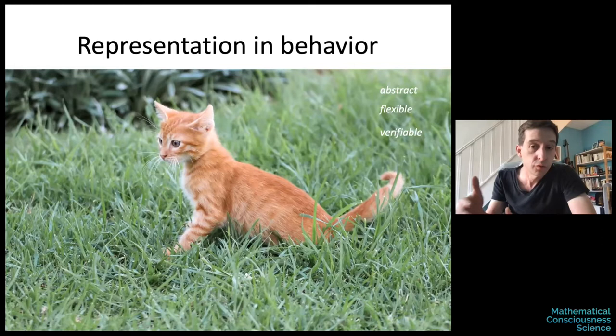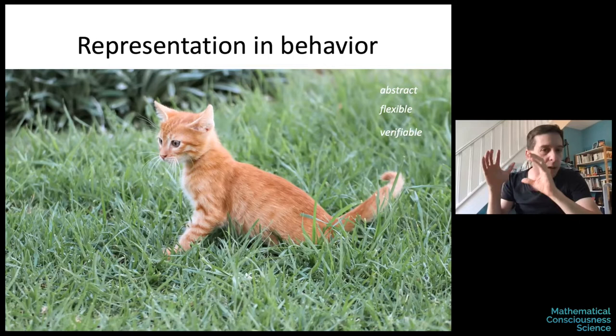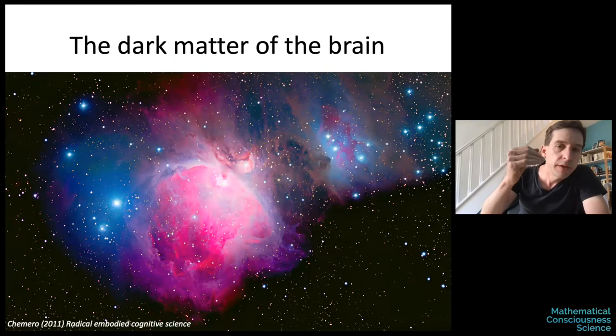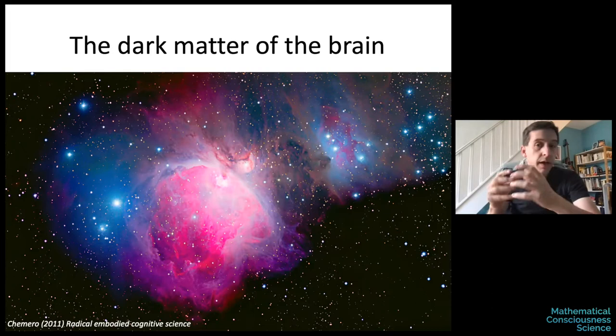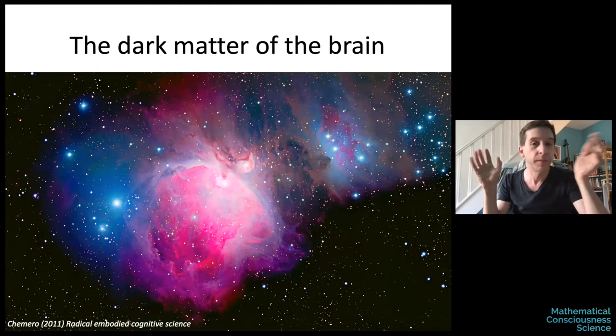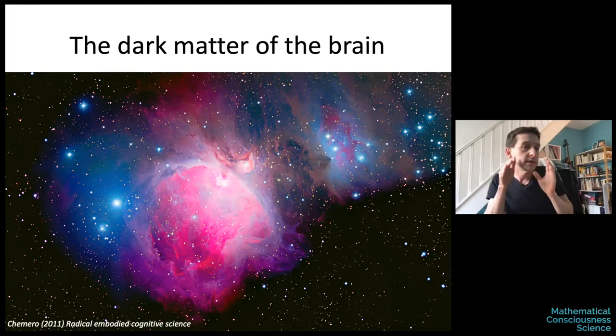So you have here three of the essential features of representations in what they explain about behavior. It's a flexible abstraction of sensory data, which can be used flexibly in behavior, and it is verifiable by the organism itself. Now, this is the behavioral argument for representations, but representations are not something that we observe directly. It's a theoretical concept that we use that is central in our explanation of behavior. And so that's why Tony Chemero in one of his books called it the dark matter of the brain. It's something that has to be there in order to make sense of behavior, something that has particular properties like abstraction, verifiability.